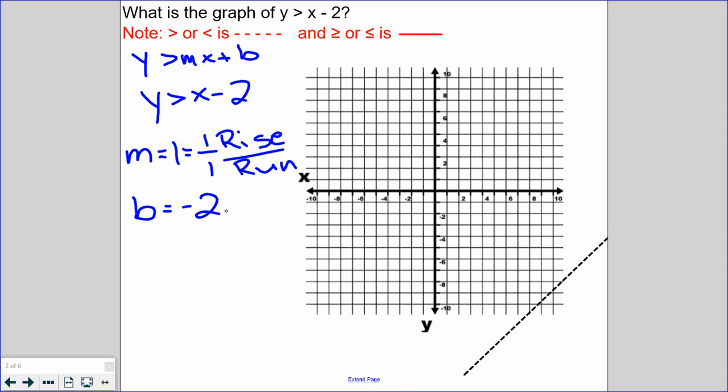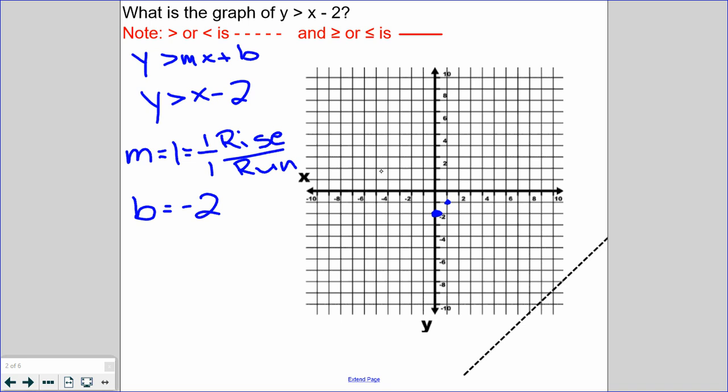So the first thing you want to do is graph the y-intercept. So I go to negative 2 on the y-axis and I put a dot. Then I'm going to use rise over run to find my next point. And all you need are 2 points in order to draw a line. So the slope is positive. I know the line needs to lean to the right. So I'm going to rise 1 and run 1. So up 1 over 1 going to the right so that the line leans to the right.